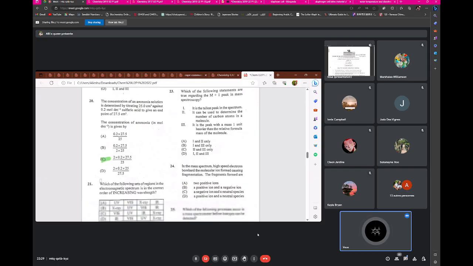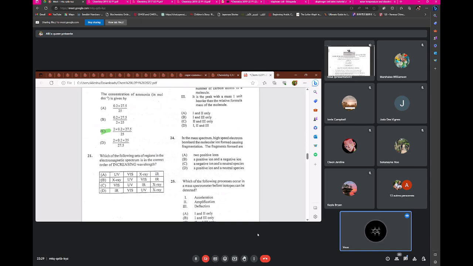Alright, number 21, which of the following sets of regions? So you would be able to get the other question above if you get this, right? Which should be B. So you should be able to relate that to the question above on the paper, if you never really got it.